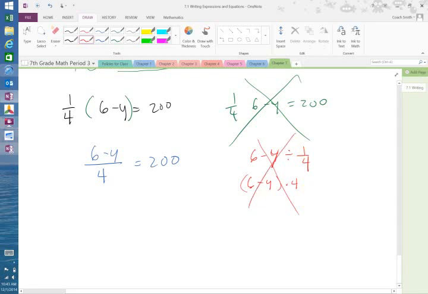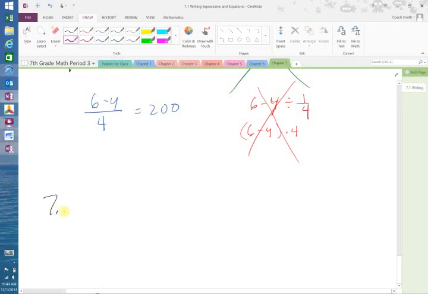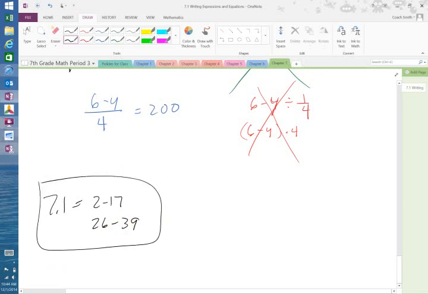So you need to pay attention to the wording. There's a couple of those that need parentheses in there. All right, so we're going to do this. You're going to do 7.1, 2 through 17, and 26 through 39. 7.1, 2 through 17, and 26 through 39. You may go.